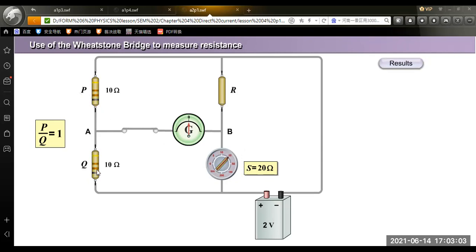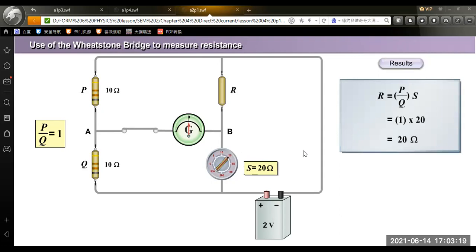So this means that P over Q is 10 over 10, right? That is 1, right? That means that R over S must be equal to 1. So what will be R? R will be equal to 20 ohm, since P over Q is 1, times S. So by using the formula P over Q equals R over S, we get that the reading of the resistance R will be equal to 20 ohm.